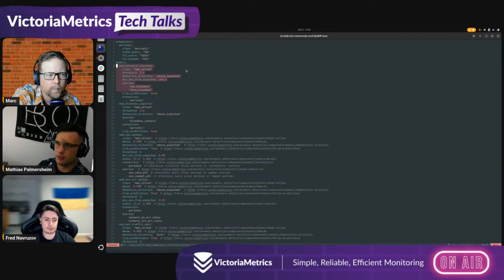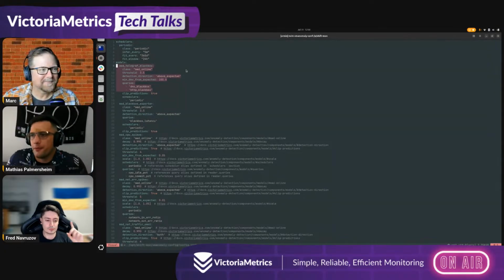Real quick, when you were setting things like threshold, Matthias, is that something that you knew to put 3.5 in there? Is that a default? Is it trial and error? Like where does one come up with their threshold? I started with what Fred gave me in this case.